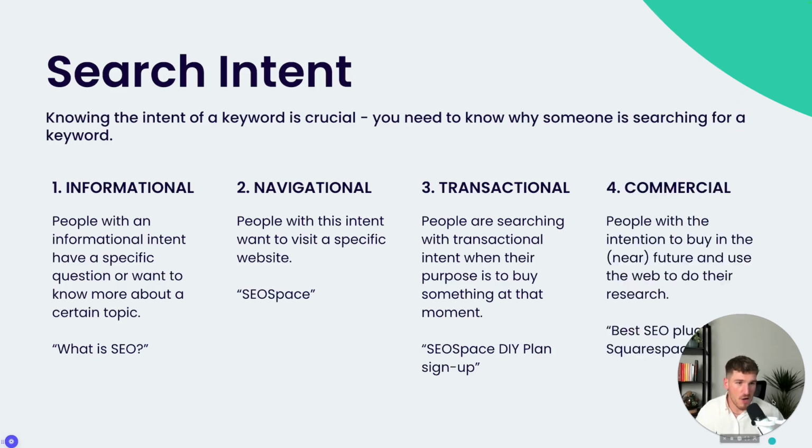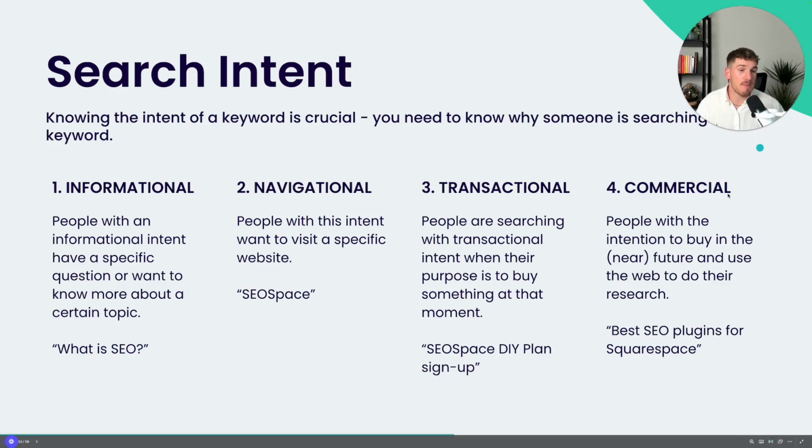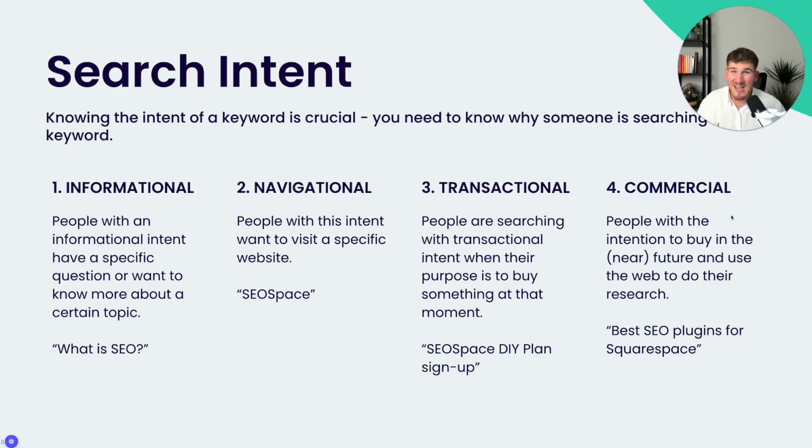We then have commercial keywords, and these are keywords that people search when they've got intent to buy, likely in the near future, and they're using the internet in order to do their research. So for example, if someone searches best SEO plugins for Squarespace, it's because they're looking for the best SEO plugins, and they're probably looking to buy in the near future. Likewise, if you search for best running shoes for a marathon, you're probably going to be doing a marathon at some point in the future, and you're looking for the best options to ultimately spend money in the near future.